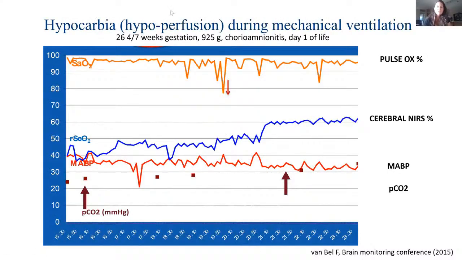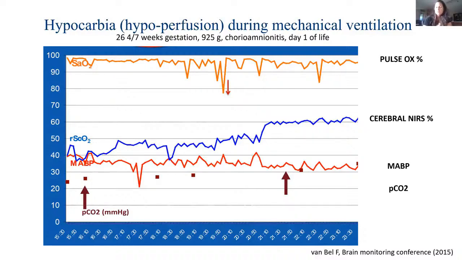Another metabolic feature that I think is really important, this is from Frank van Bel from the Brain Monitoring Conference in 2015. Probably all of you have seen this. So he's looking more at NIRS and looking at some of those situations. And looking here, we've got the pulse ox here. The blue is the cerebral NIRS. So as a reminder, the NIRS is just that end organ saturation. It's a mixed saturation. So your pulse ox is going to be arterial. Your cerebral NIRS is a mixture of cerebral and venous blood.